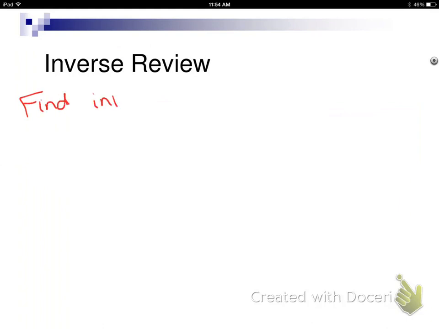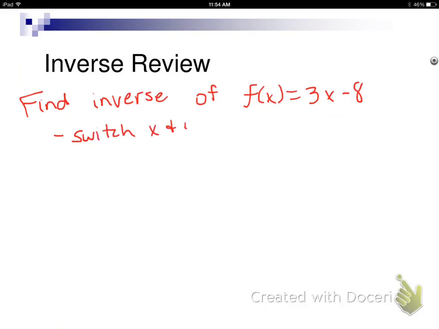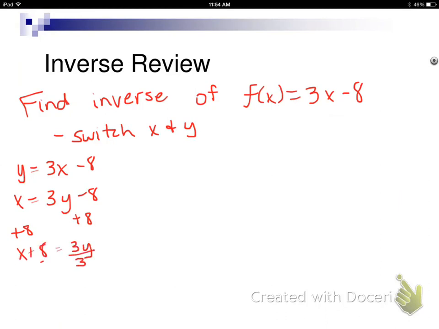So if I told you to find the inverse of f of x equals 3x minus 8, you would need to switch x and y and then solve for y. So literally switch x and y. So x equals 3y minus 8, and then add 8 to both sides, and then divide by 3. Okay, so that was the first way we learned to find the inverse. So we switch x and y, solve for y.